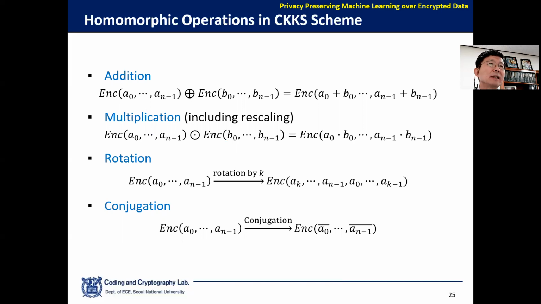Notation. Given encrypt of (a_0, ..., a_{n-1}), if it is rotated by k, then we get encrypt of (a_k, ..., a_{n-1}, a_0, ..., a_{k-1}). The last one is conjugation. Given encrypt of (a_0, ..., a_{n-1}), its conjugation is encrypt of (the complex conjugate of a_0, ..., the complex conjugate of a_{n-1}). These are the homomorphic operations possible in the CKKS scheme.